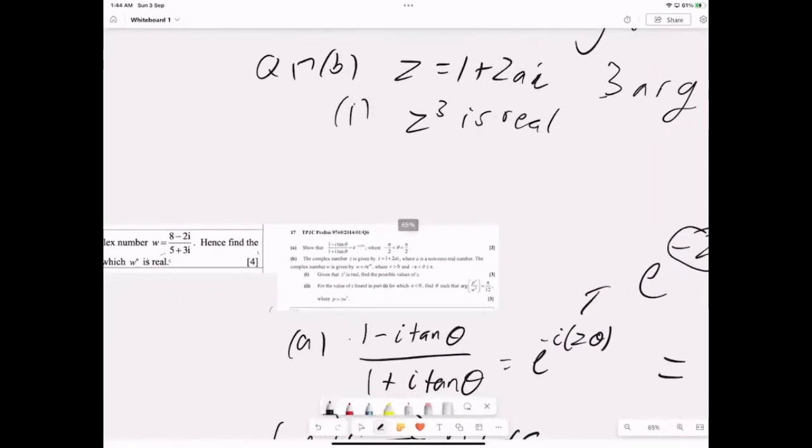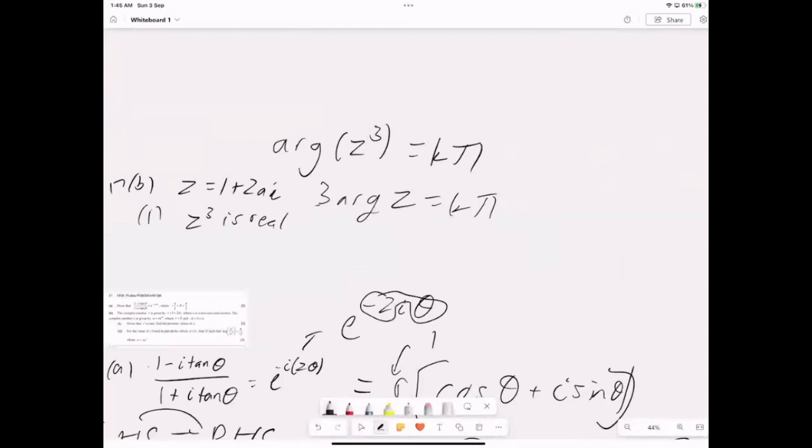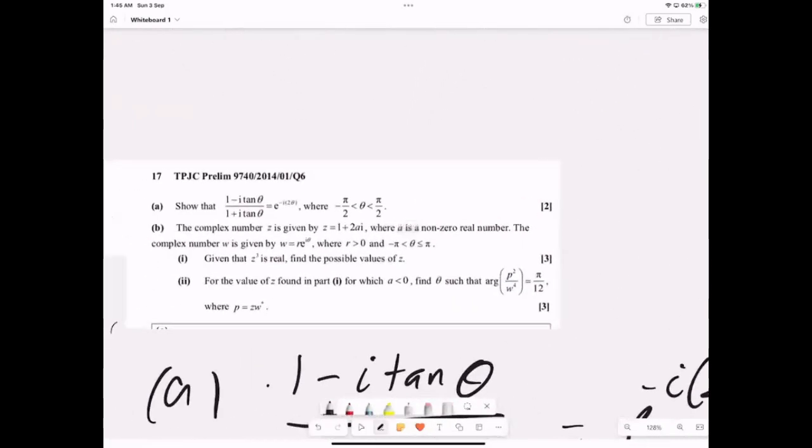Possible values of z. Interesting question, because normally they will ask you for the value of n, but in this case they are asking for the possible values of z. So that is kind of interesting. So maybe let's look at the argument of 1 plus 2ai. Oh, but a is a non-zero real number.